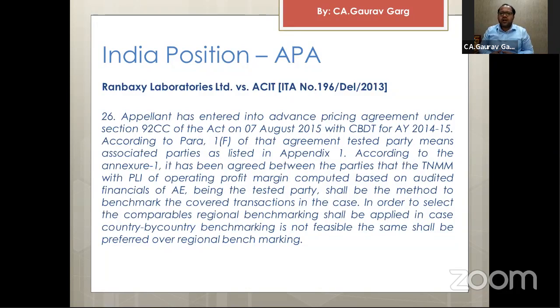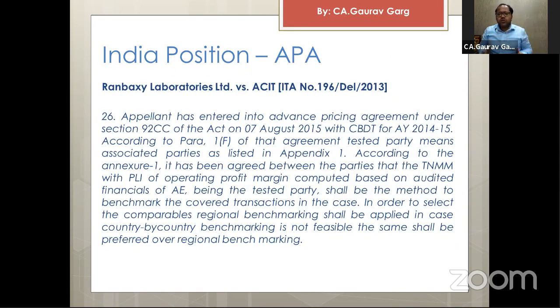Indian tax authorities are allowing that, first of all, one should try for a country by country benchmarking, but if country by country benchmarking is not possible, one can go for regional benchmarking. So the law remains the same whether you are doing TP documentation or whether you are doing APA. So if under APA tax authorities are allowing foreign AE as a tested party, then certainly while you are making a transfer pricing study, you can take foreign AE as a tested party.